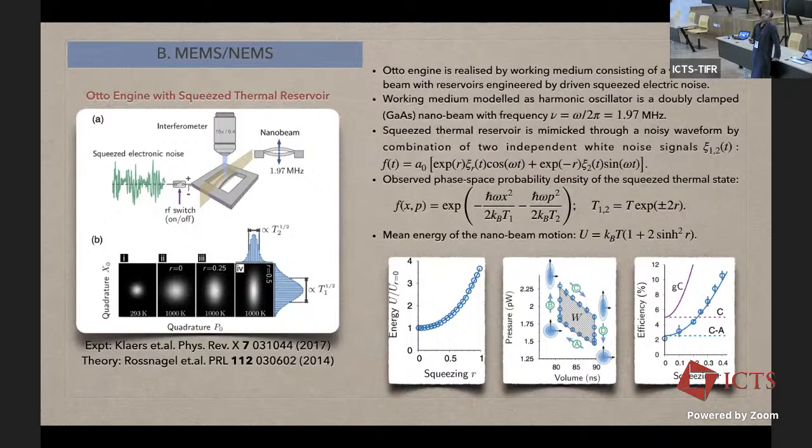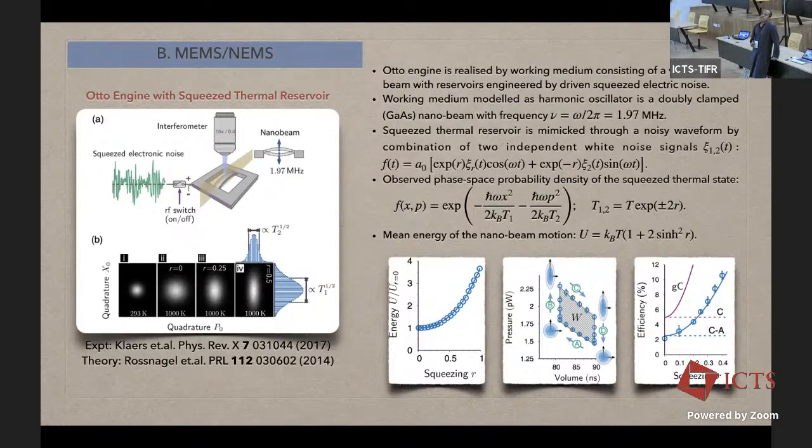Okay. So the reservoirs are driven by squeezed electric noise again. In all these examples, the bath is essentially mimicked as some form of electric noise. So this is the system: a nanobeam of gallium arsenide, doubly clamped at the two ends, which vibrates with a typical frequency of this one.